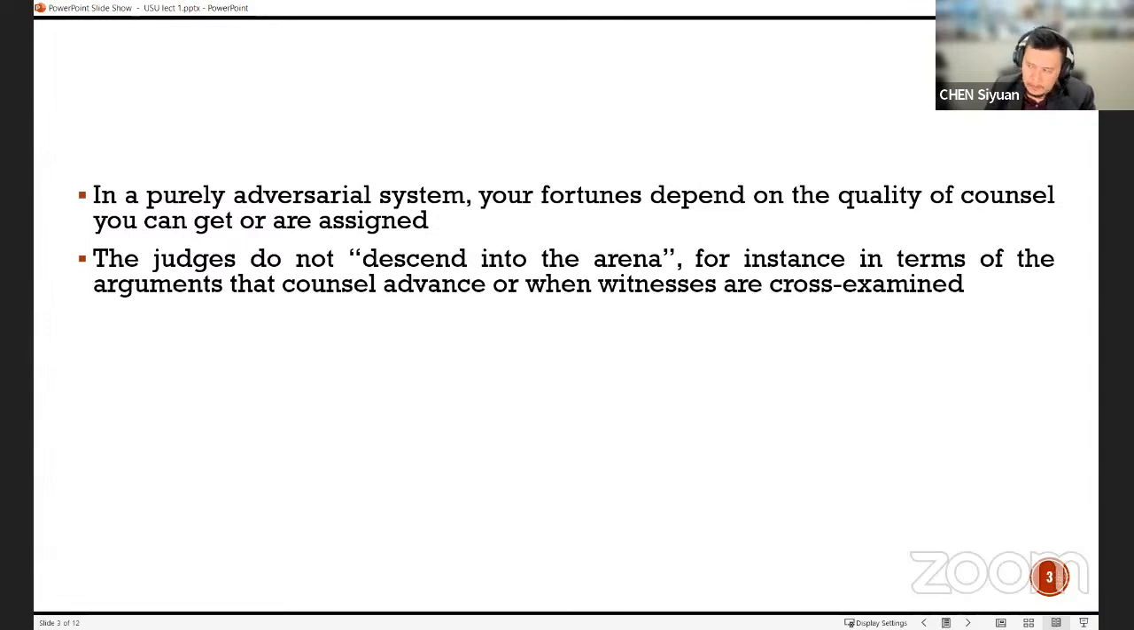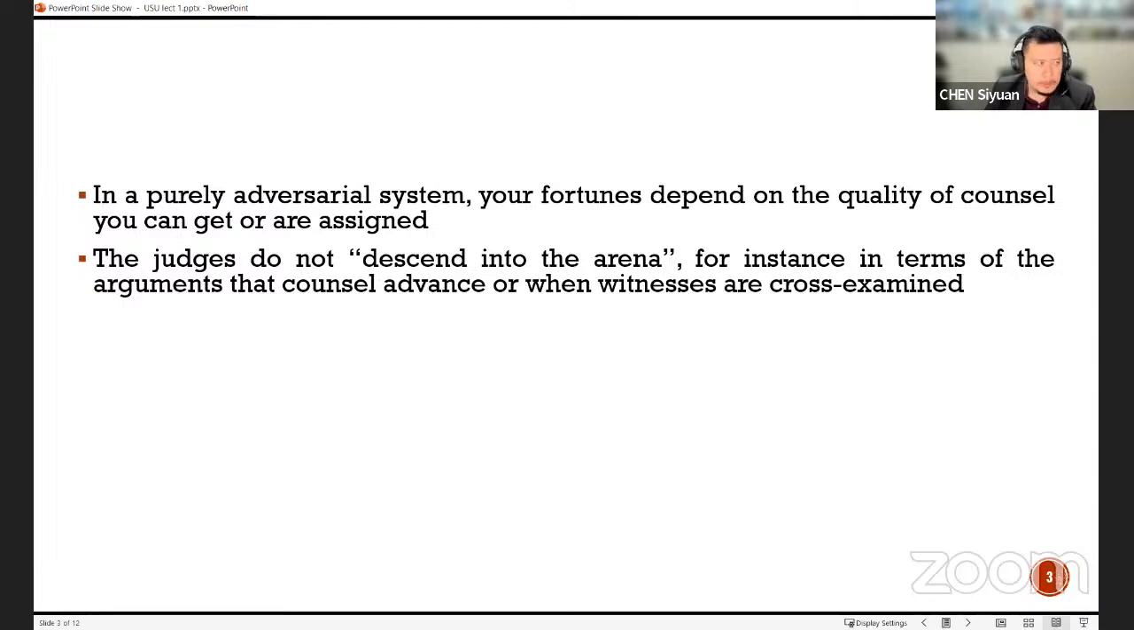So as I mentioned, in a common law system, the judges play a more passive role, right? For instance, they will not what we call descend into the arena, which is to say, they will not start taking over the role of either the prosecutor or the accused person. It's entirely possible to sit through a criminal trial in Singapore in which the judge doesn't say much. Sometimes the judge may direct the witnesses to answer questions more directly, or may direct the lawyers to get to the point a little faster. But when it comes to cross-examination, the judges try not to interfere too much.